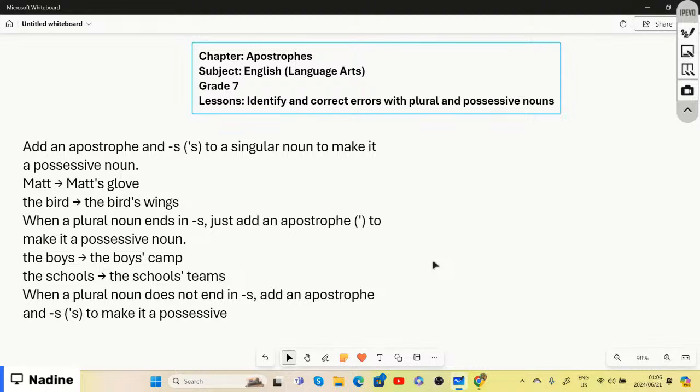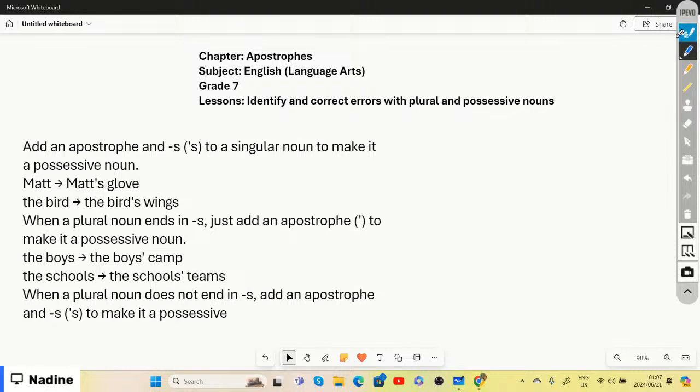All right. So when it comes to, let's say, apostrophes, right? Then we must add an apostrophe. We add an apostrophe as well as s to a singular noun to make it a possessive noun, right? And if we look at an example of that, right?